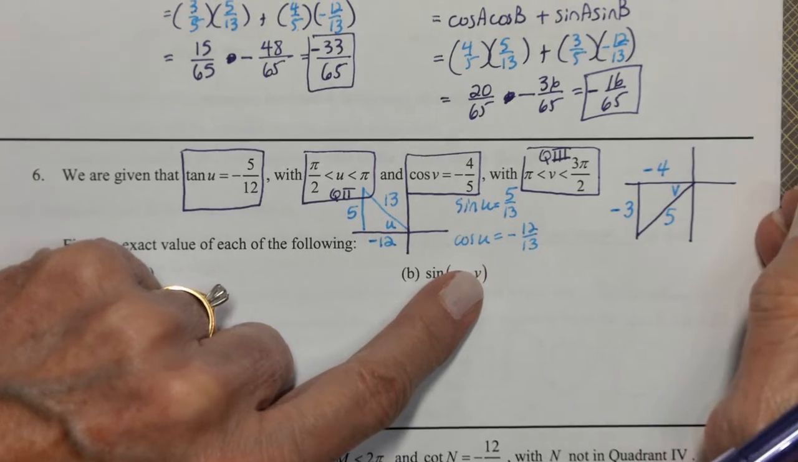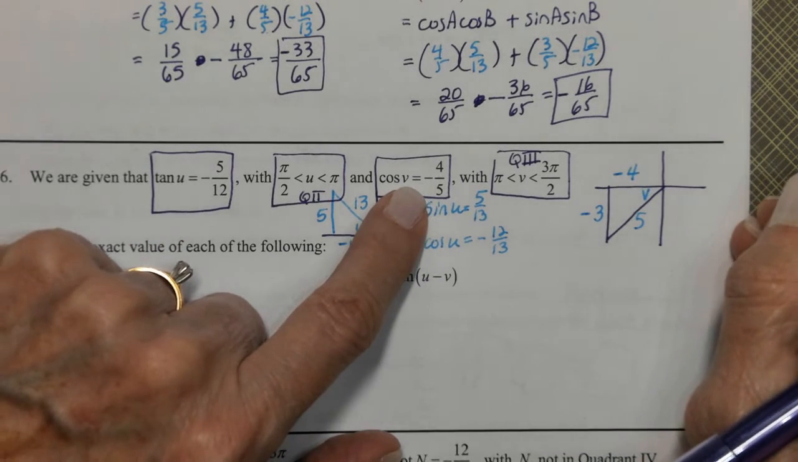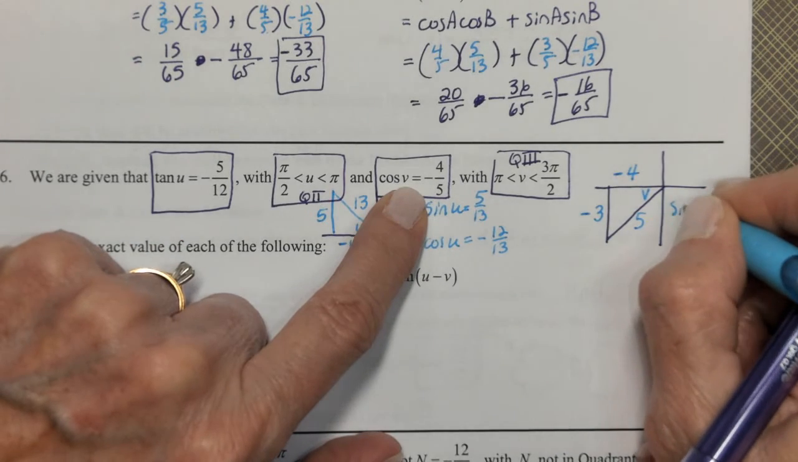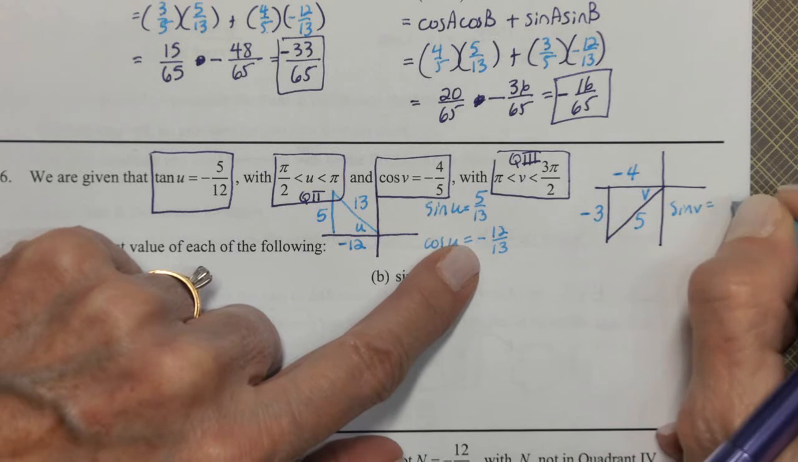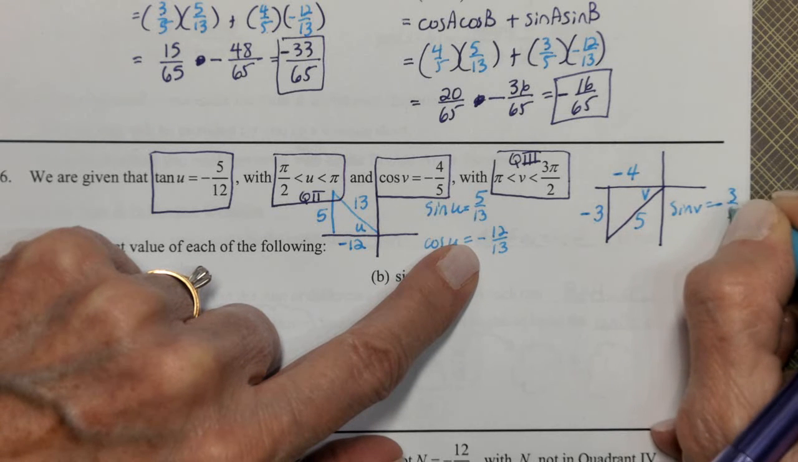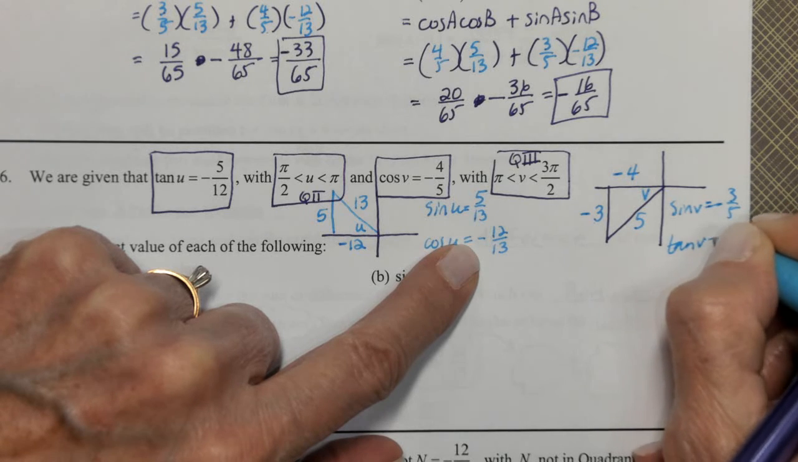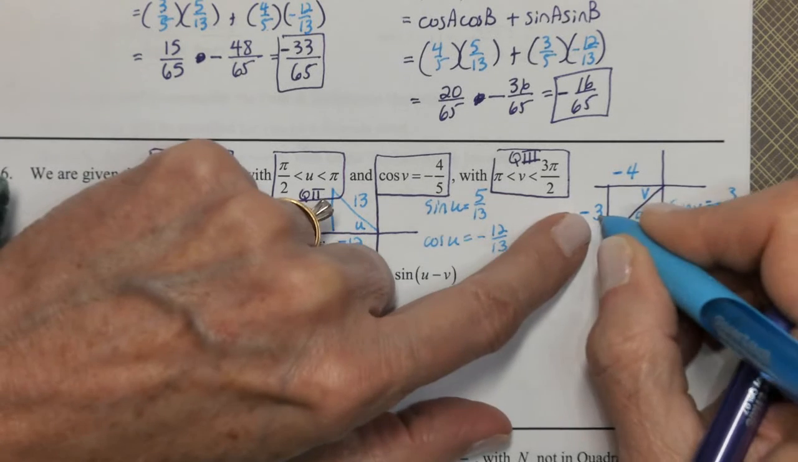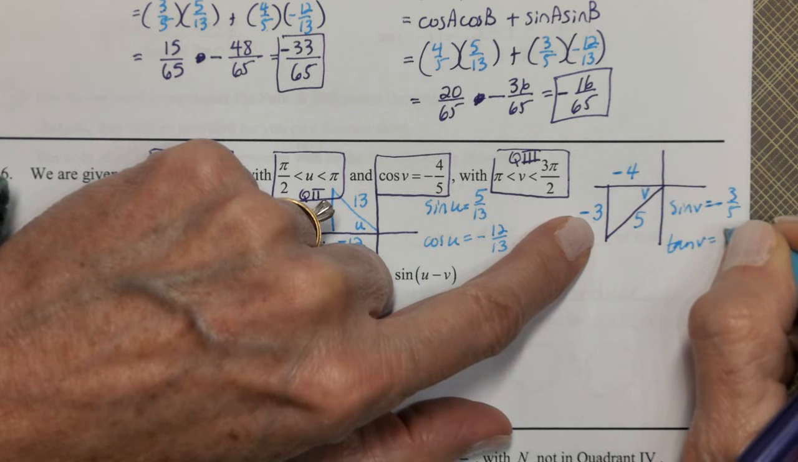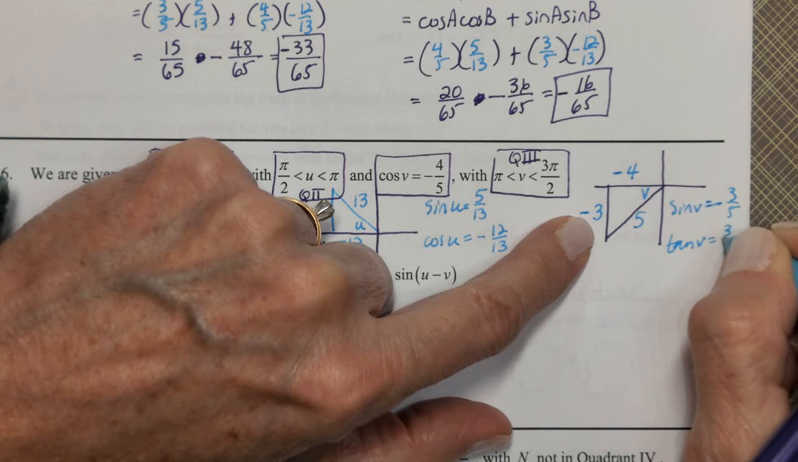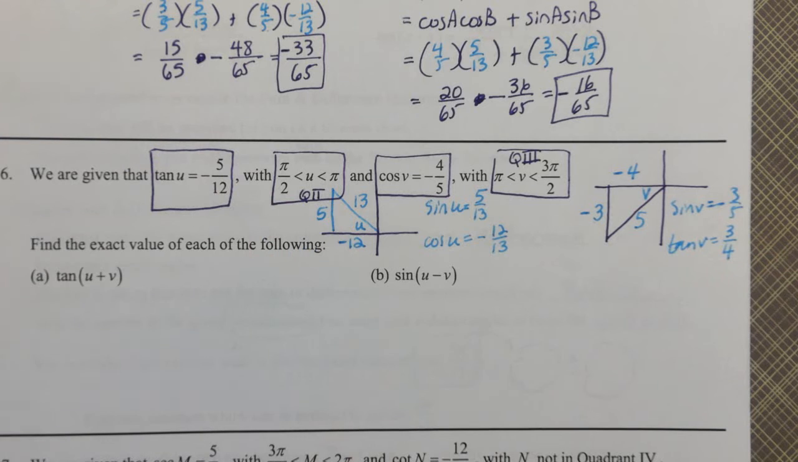So let's get our values for that. We have cosine of V. Let's get sine of V. Sine of V will be a negative 3/5, opposite over hypotenuse. Tangent of V will be opposite over adjacent, negative 3 over negative 4, which will make it a positive 3/4.